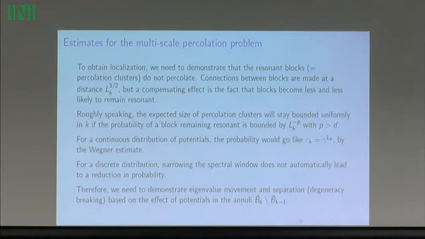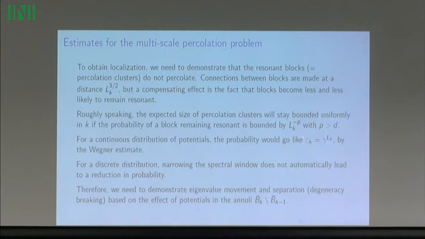Essentially, we want to know that the expected size of a percolation cluster stays bounded, and this will be true uniformly in k as long as the probability of a block remaining resonant is bounded by L_k to the minus p for some p bigger than d. So it's essentially an integrability question. Probabilities have to decay faster than integrably to be guaranteed that there's no percolation of resonances. This is kind of the borderline for the workability of this method, but we're able to achieve that.